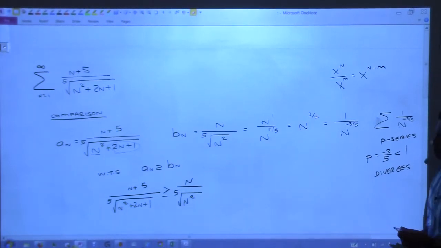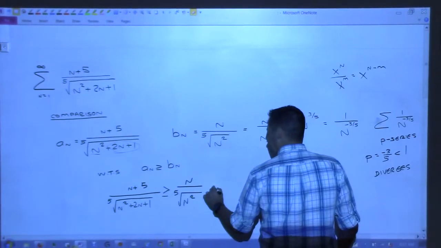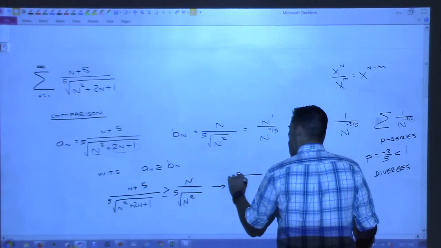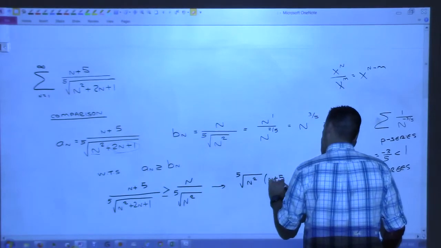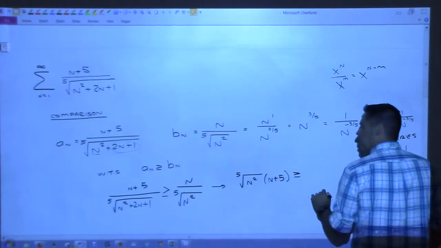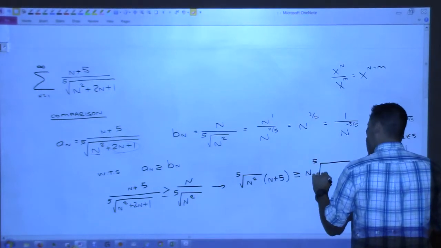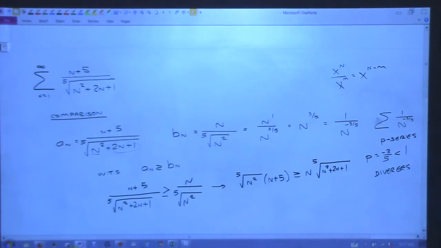Okay, so cross multiply this side. Try cross multiplying. It's starting to look pretty nasty. Okay, if I cross multiply and get this, and then times n plus 5, and then greater than or equal to n times, like that, right?